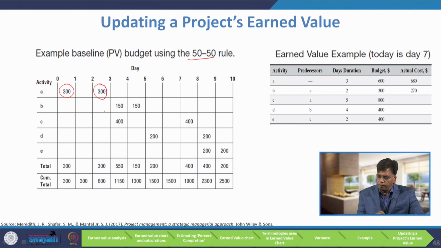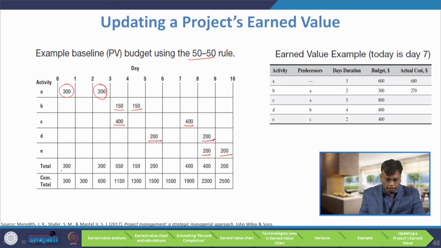For example, B, the duration is 2 days. So, we are allocating 150, 150 because we follow the 50-50 rule. Then C, the duration is 5 days, so here also initial $400, remaining $400. Similarly, D starts on the 6th day, 1, 2, 3, 4, 5, 6th day, with $200 at the beginning and $200 at the end. Similarly, for activity E, the beginning $200, end $200. We know it is going to take a total of 10 days.